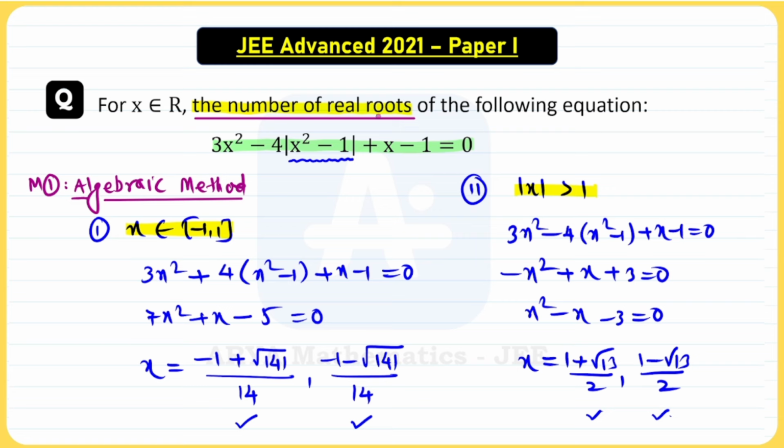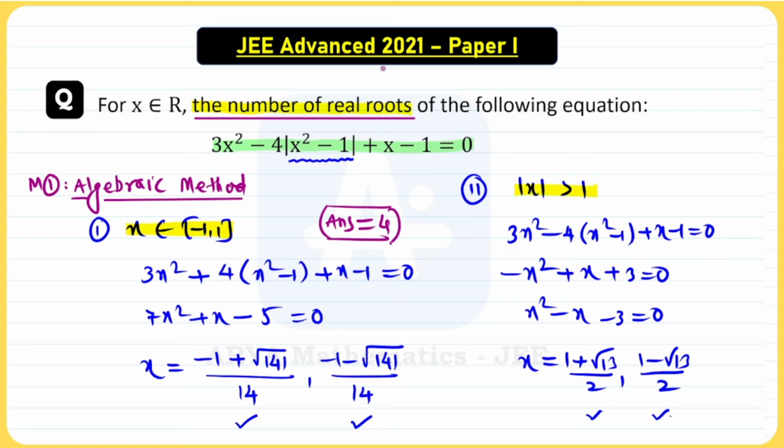The problem asked for the number of real roots. So basically we are getting 4 distinct roots, and therefore the right answer for this problem will be 4. But as you can see, in this method you have to solve two different cases, and therefore it will require at least 3 to 4 minutes to get to the correct answer.